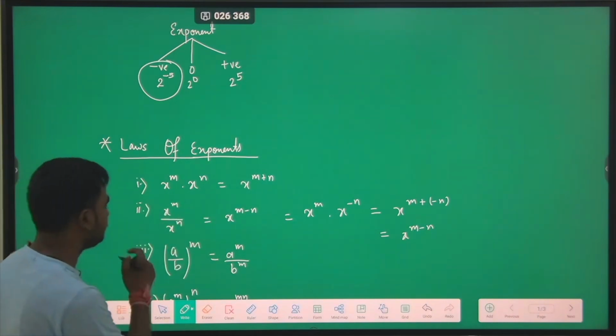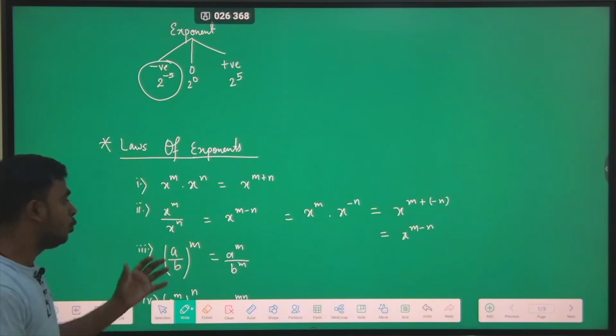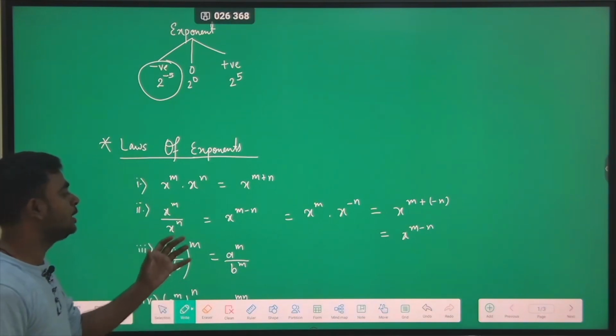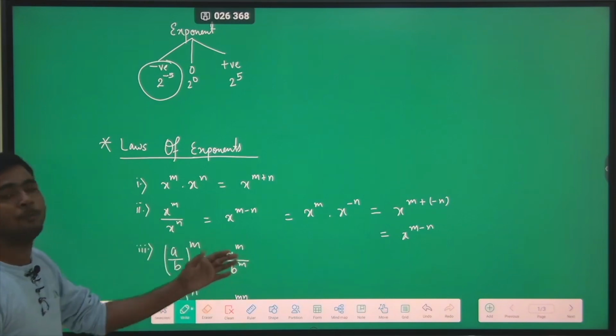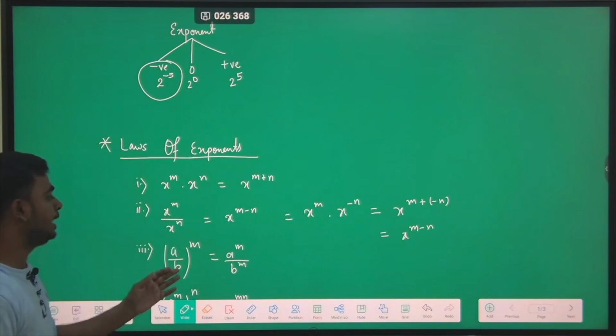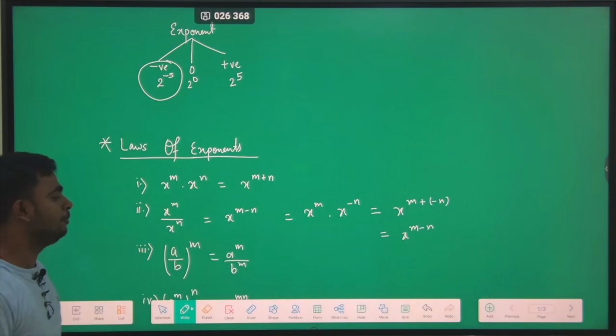Now the third law is, if a is divided by b and the whole is getting powered with m, then the value will be a to the power m upon b to the power m. That is, (a by b) to the power m will always be equal to a to the power m upon b to the power m.